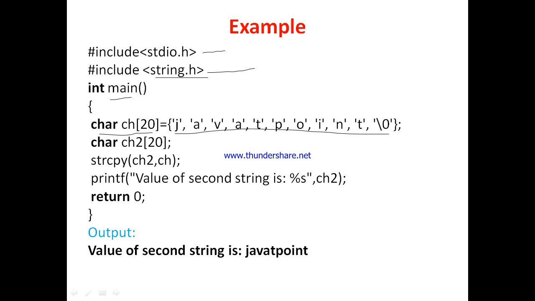Here initialization is done by putting each and every character in single quotation marks separated by commas. Now a character array ch2 of size 20 is defined. Then strcpy(ch2, ch) means the value of ch is stored into ch2. So when we display the value of ch2, we get the output "java t point". That means the value of ch2 is displayed.